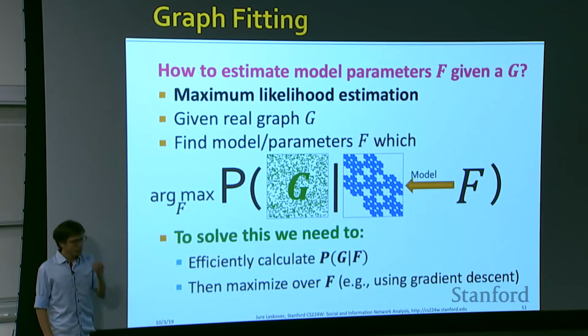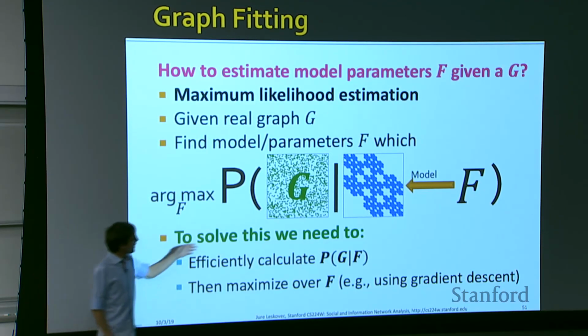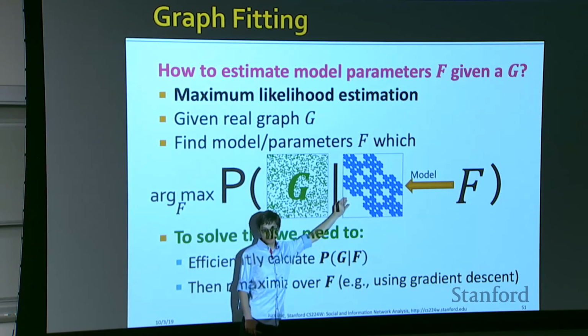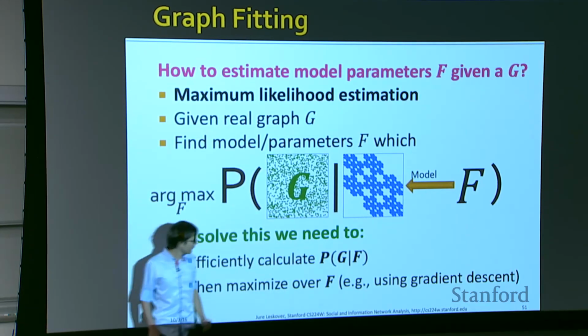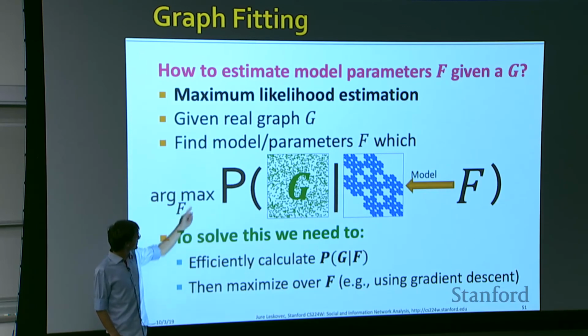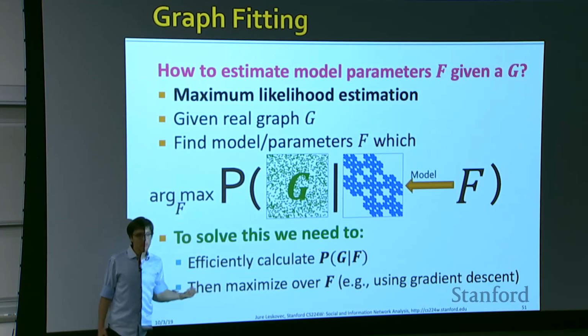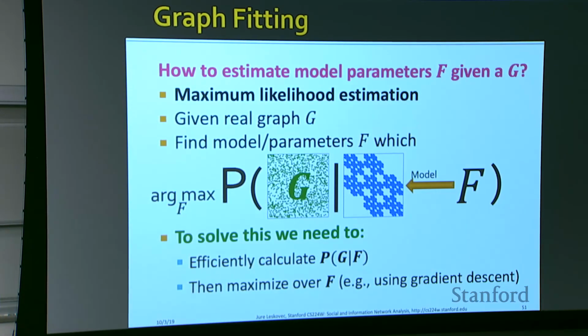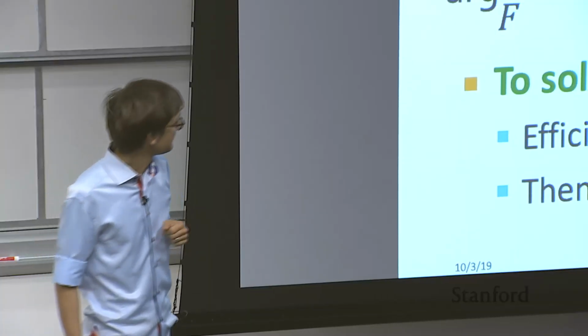Okay? So what do I need in order to do that? I need to know how to compute this probability. That's the first thing. And after I have computed it, now I need to know how to search over this and find the best one. Okay, these are two important tasks.